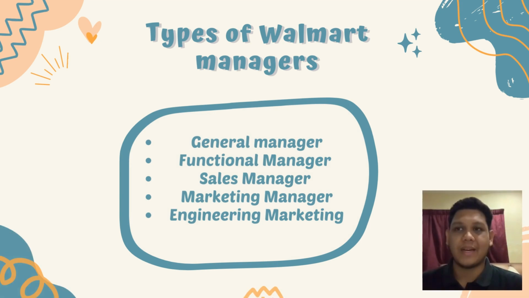Okay, the next one is types of Walmart managers. Basically, Walmart has a matrix organizational structure that combines various methods, also known as a hybrid hierarchical functional organizational structure. So there are 5 types of managers in Walmart. The first one is general manager. The general manager is responsible for managing the overall operations of the company while enhancing productivity and boosting departmental profits.